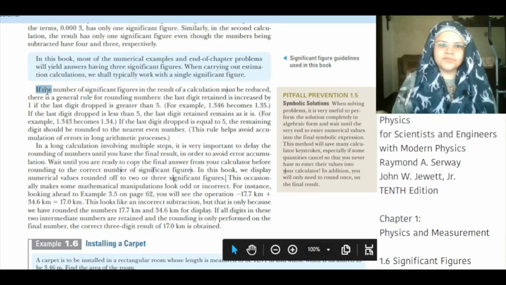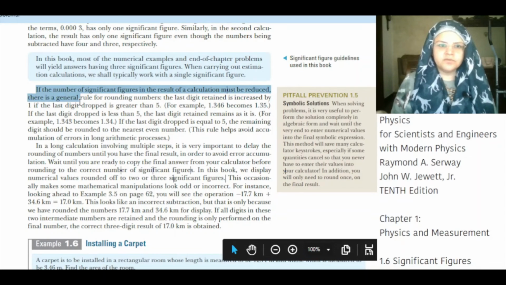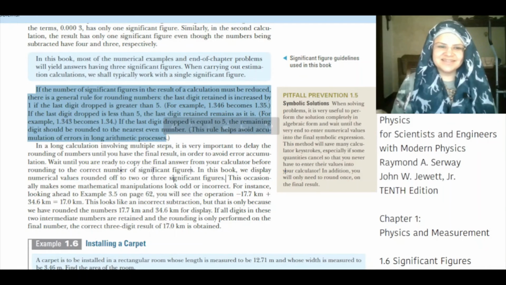If the number of significant figures in the result of the calculation must be reduced, there is a general rule for rounding numbers. The last digit retained is increased by 1 if the last digit dropped is greater than 5. For example, 1.346 becomes 1.35. If the last digit dropped is less than 5, the last digit remains as it is. For example, 1.343 becomes 1.34. If the last digit dropped is equal to 5, the remaining digit should be rounded to the nearest even number. This rule helps avoid accumulation of errors in long arithmetic processes.